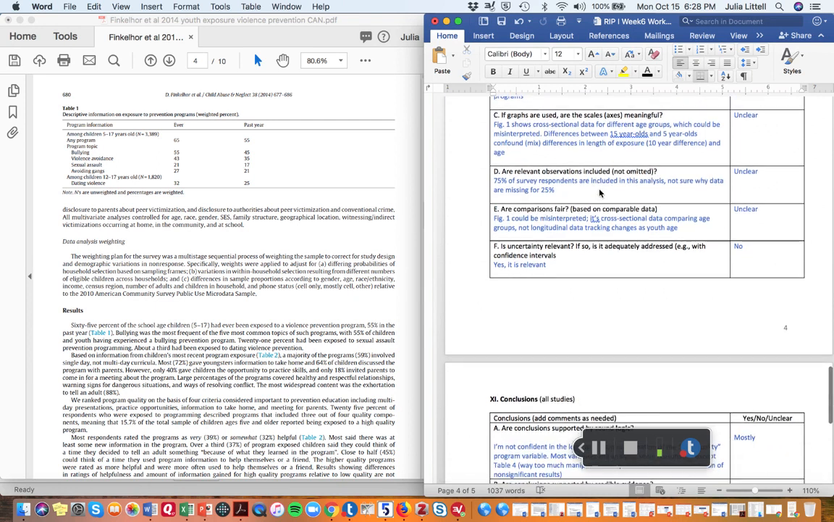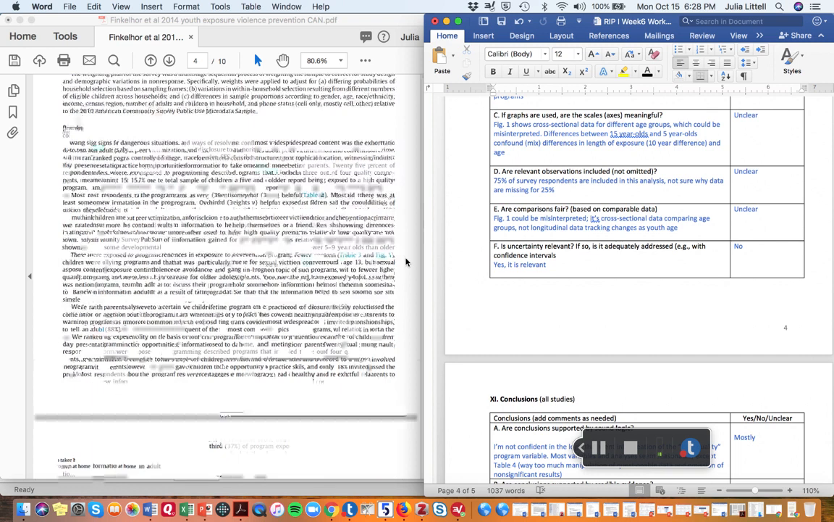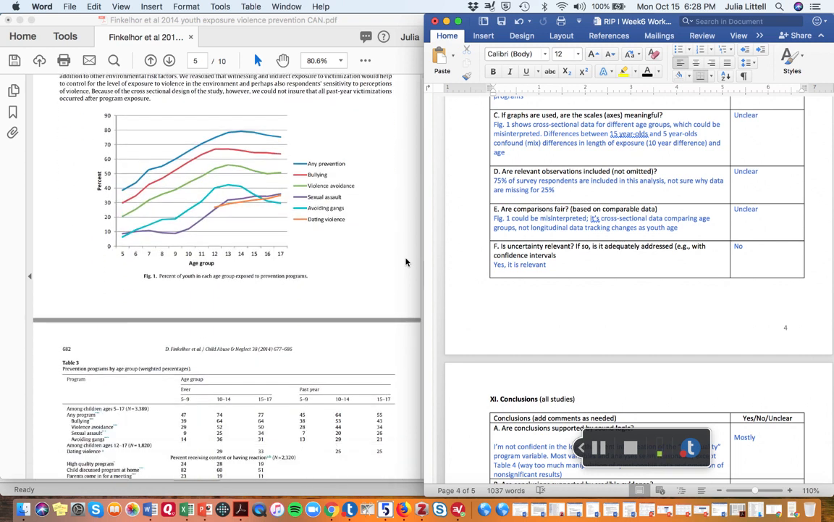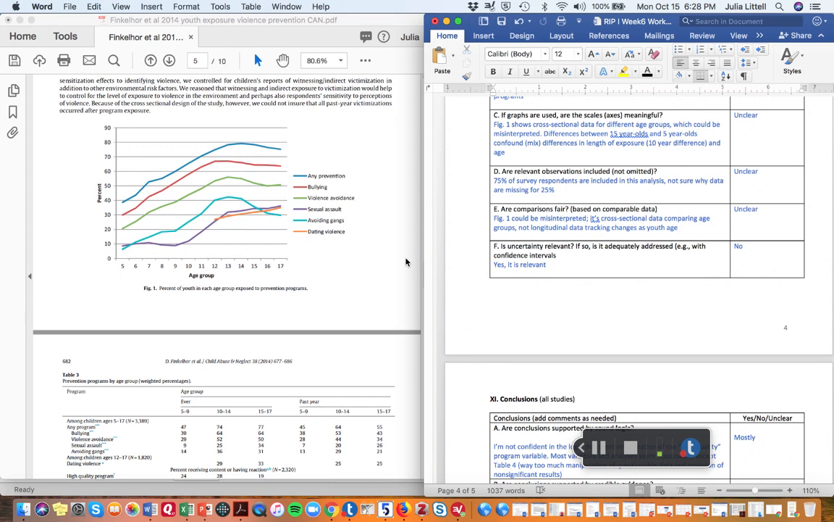If graphs are used, are the scales, the axes of the graphs, meaningful? Well, I think this is also unclear, and here I'm looking at Figure 1, which is a main analysis in this study. Now, Figure 1 is showing cross-sectional data for different age groups. So all this data is collected at one point in time, and I think this graphic could be misinterpreted.